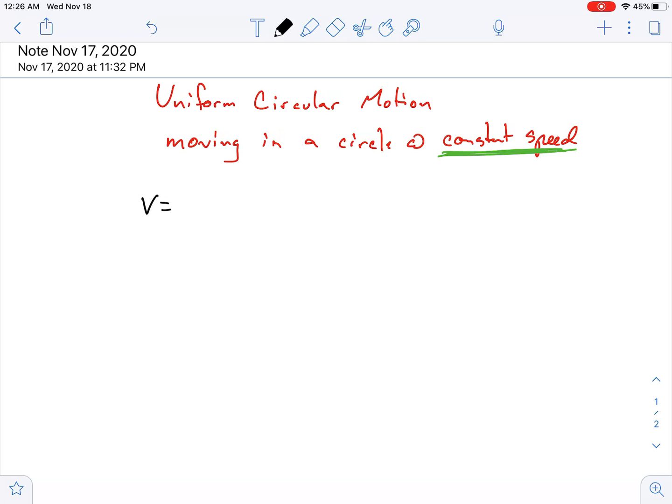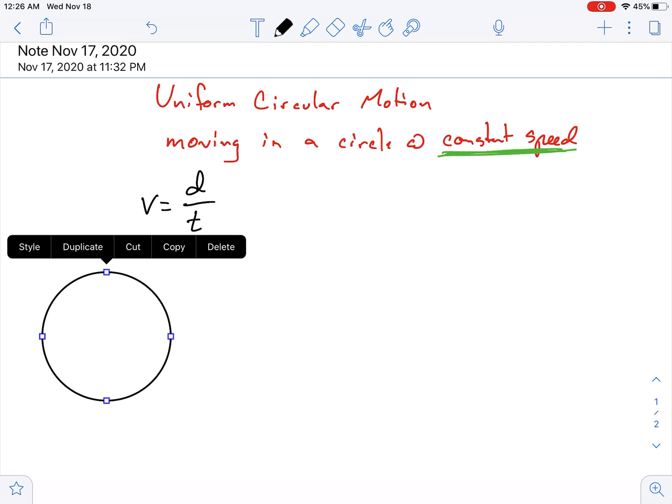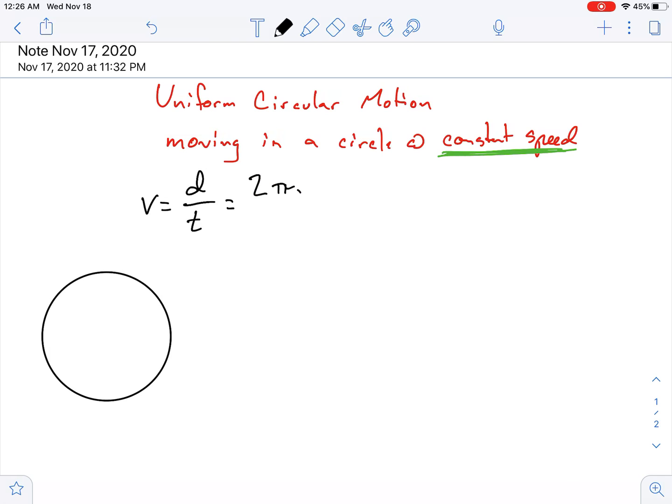In order to do that, if you remember linearly, we're talking about distance divided by time. Well, if I'm talking about one lap around a circle, what is it that I'm actually looking for? One lap around the circle is the circumference. Well, how do I calculate the circumference of a circle? The circumference of any circle is just 2 pi r, and divided by the time gives me the velocity.